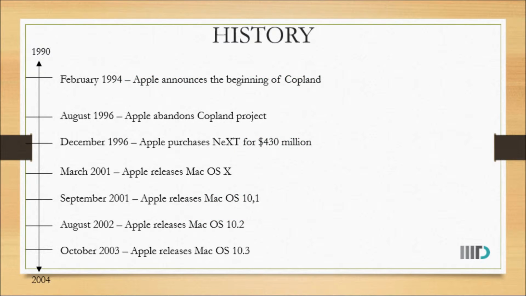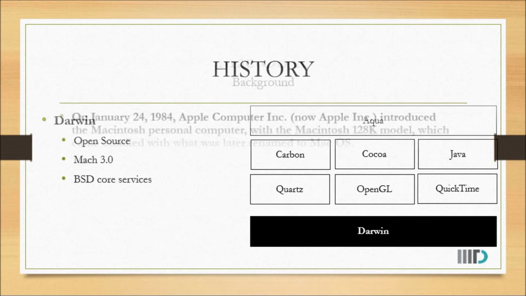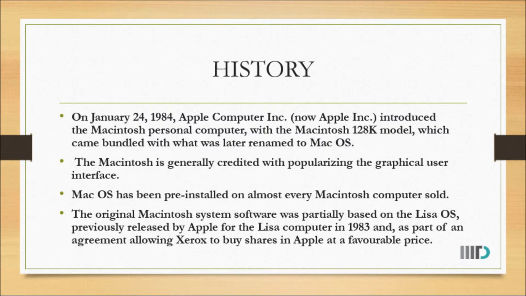Evolution of Mac OS. This diagram is related to the history of Mac OS. Mac OS background. It consists of Darwin, which has open source Mach 3.0 and BSD core services. History. On January 24, 1984, Apple Computer introduced the Macintosh personal computer with the Macintosh 128K model, which came bundled with what was later named Mac OS. The Macintosh is generally credited with popularizing the graphical user interface. Mac OS has been pre-installed on almost every Macintosh computer sold.